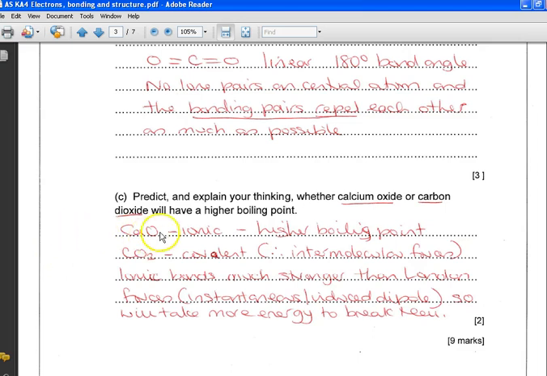So calcium oxide, you have to obviously recognise that's ionic. It's going to have a much higher boiling point than CO2 because you are only breaking the London forces in CO2. You are breaking the ionic bonds in calcium oxide.